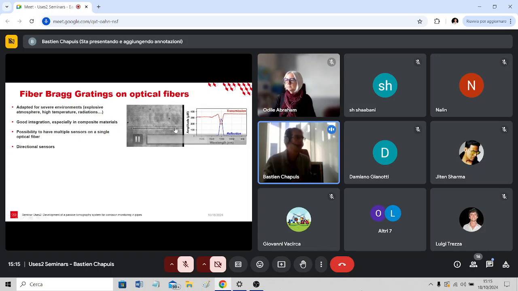We can put one FBG at one point, and further on the optical fiber, we can put a second FBG with a different wavelength. So we are creating a different period here. We can have a second peak at a different wavelength, etc. And then we can have several sensors on a single optical fiber, which is very convenient for a low intrusive system.